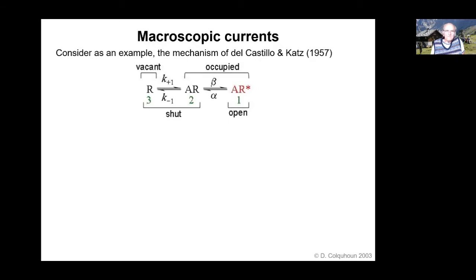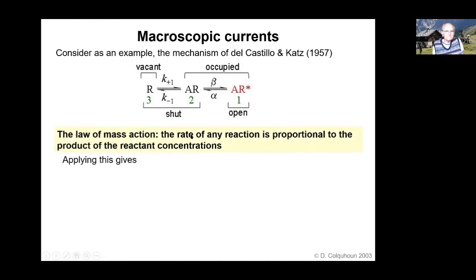So let's start off with our simplest possible agonist mechanism, the Del Castillo and Katz mechanism, with the receptor R being bound to an agonist A and isomerizing to the open state subsequently. Let's just do this by hand. First of all, the law of mass action says that the rate of any reaction is proportional to the product of the reactant concentrations. Rather than the concentrations of receptor, we'll use the proportion of receptor in each state.